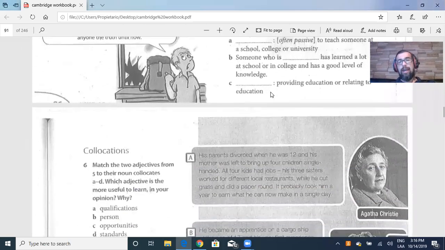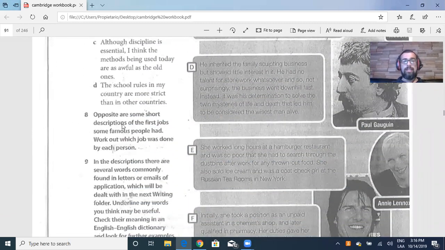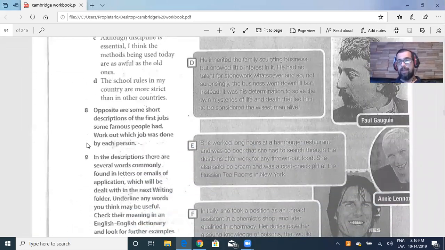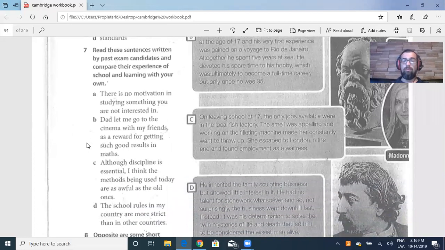Okay, once we did this listening part, we're going to focus on the reading part. So we can go to the next page, and we can see here where it says collocations part 8, this part over here. It says opposite are some short descriptions of the first job some famous people had. Work out which job was done by each person. So we have some famous people here. We have Madonna, Annie Lennox, Tom Cruise. Well, we have different characters here. And the exercise is about reading what the person was working on and trying to guess which character it is. This is just to check on vocabulary.